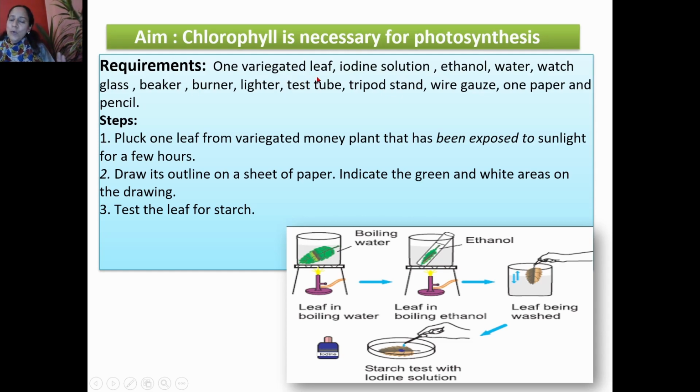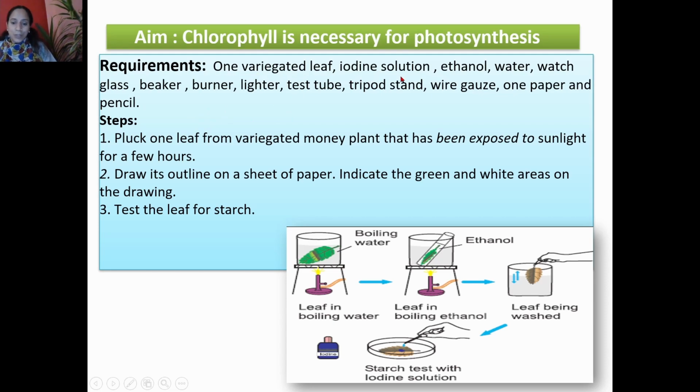So for that, we need one variegated leaf. It can be Dracaena, it can be Coleus, it can be Croton, or it can even be money plant. You must have seen in money plant also we have a variation. Some patches of bluish or whitish part are there.